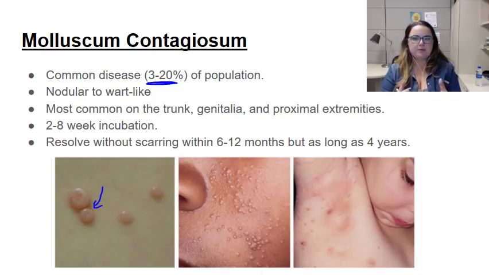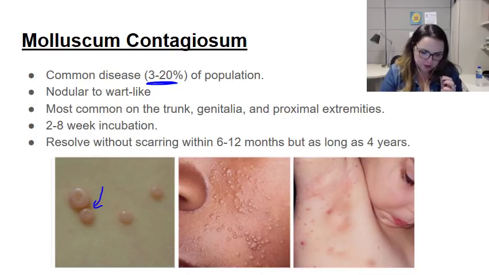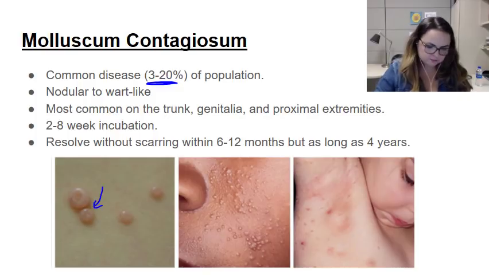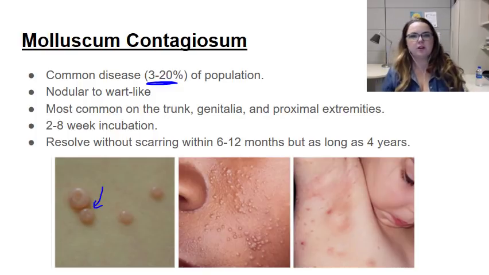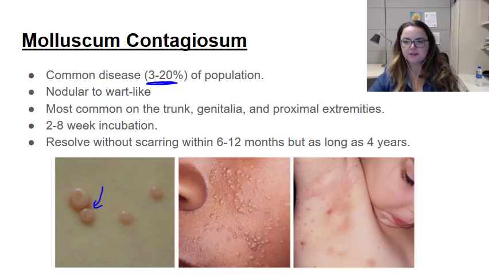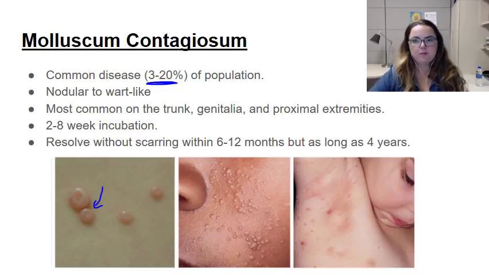They begin as papules, and then they become kind of pearl umbilicated nodules that have a central caseous plug that can be squeezed out. They're most common on the trunk and genitalia and proximal extremities, and usually occur in a cluster of about 5 to 20 nodules. So you can see a nice cluster here. There's lots of little nodules there on that individual. The incubation period for Molluscum contagiosum is anywhere from 2 to 8 weeks.